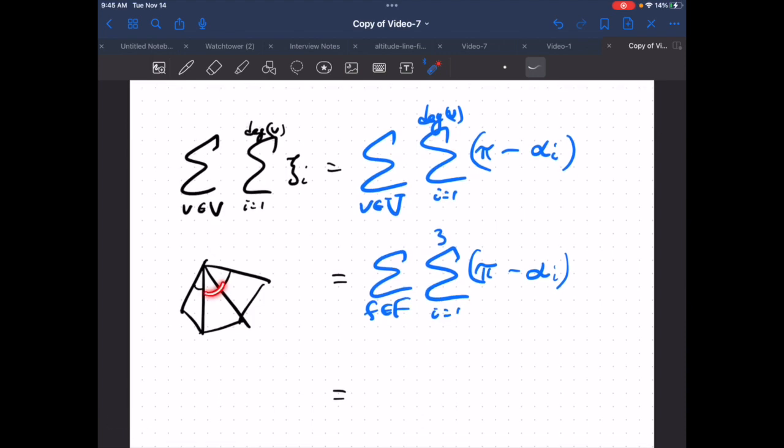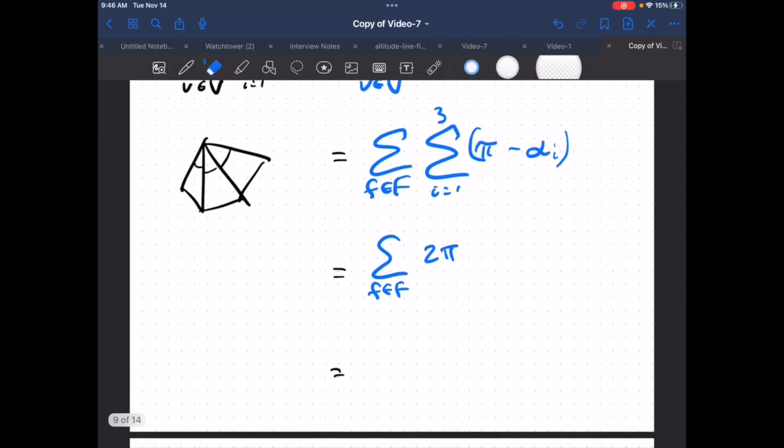And these are, honest to goodness, triangles. So the sum of these alpha i's on each face is going to add up to pi. And we're going to get 3 pi, one for each angle. So this will simplify to the sum over f in F, and we're going to get 3 pi minus pi, which is, of course, 2 pi. And that tells us, well, I don't need this extra line here. We're there. Oh, I see what I was doing. This is 2 pi times the number of faces.